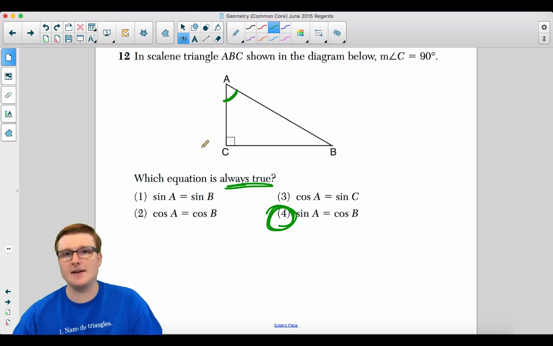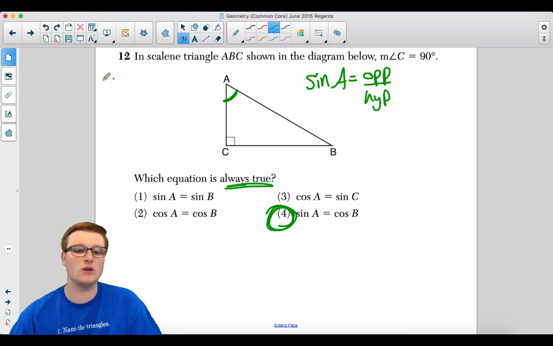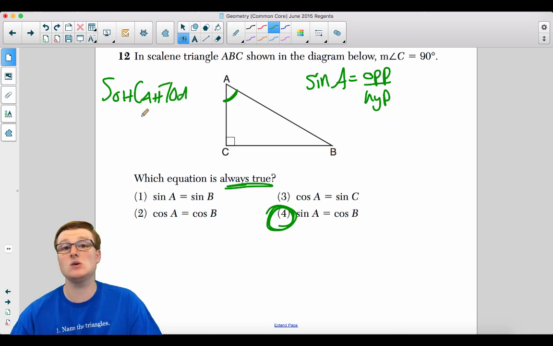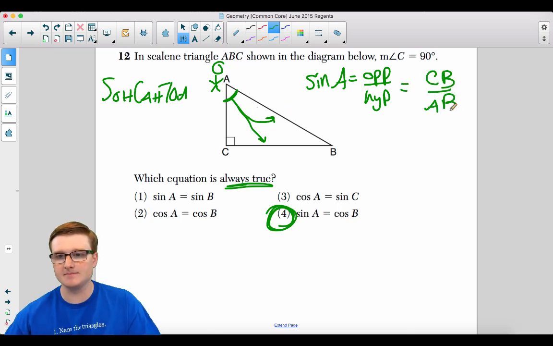Let's take the sine of A. The sine of A is equal to the opposite over the hypotenuse, and that is derived from SOHCAHTOA, because sine is equal to the opposite over the hypotenuse. Now, if I draw my little stick figure up here, your opposite side is side CB, and your hypotenuse, which is always across from your right angle, is AB. So we have CB over AB.